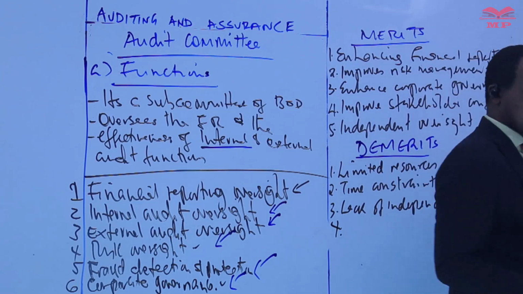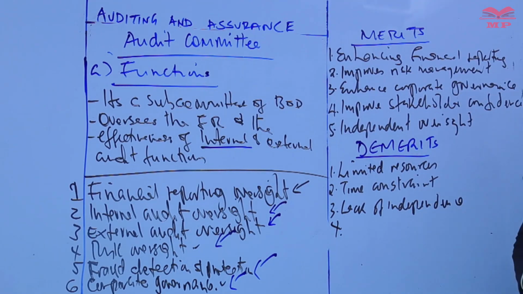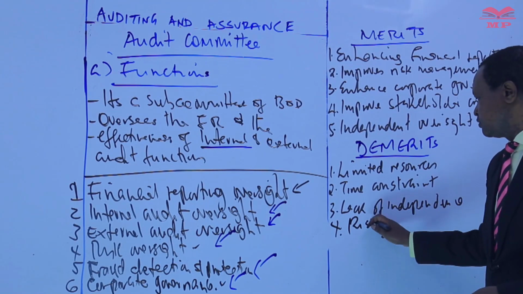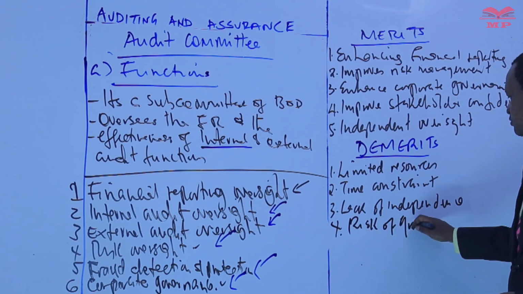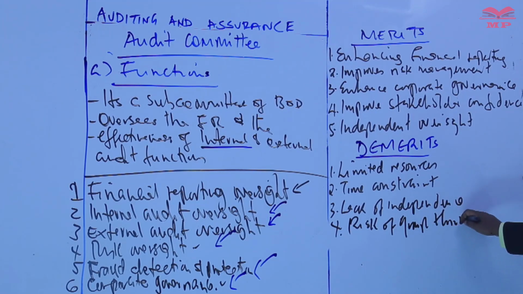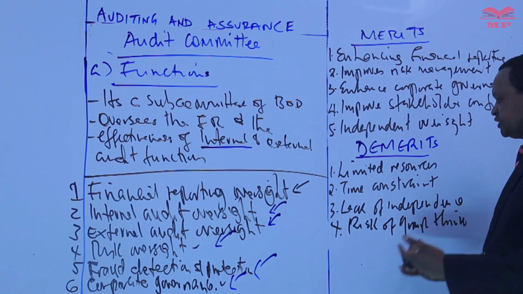Demerit, as we close, the fourth demerit is risk of groupthink. There is the risk of groupthink. Audit committees may be susceptible to groupthink, which can lead to lack of critical thinking and also oversight. So there is risk of groupthink.